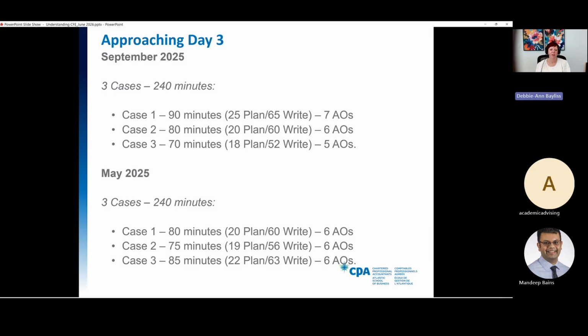And you would have a variety: for the shortest time, the 70-minute case, you needed to complete 5 assessment opportunities. And for the 90-minute, you had 7 assessment opportunities. So as you can tell, just by strictly numbers, it is critical that you manage your time well, which means you've got to allocate your time, your start and stop time, and you need to move on.